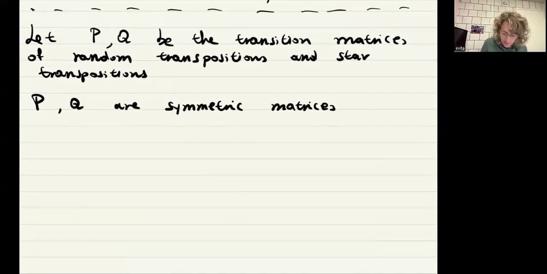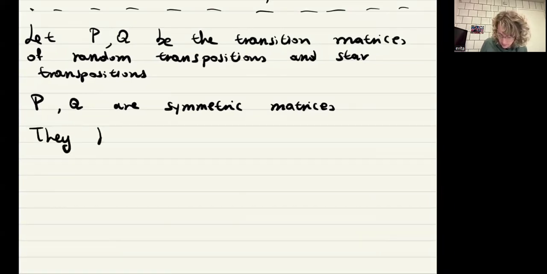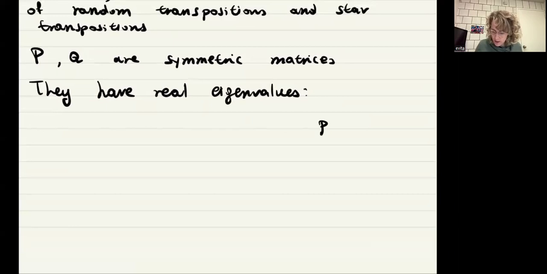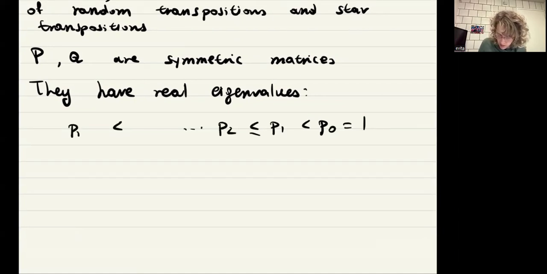So they have real eigenvalues. Let's say P0, P1, and then n factorial - 1, because we have n factorial of those.